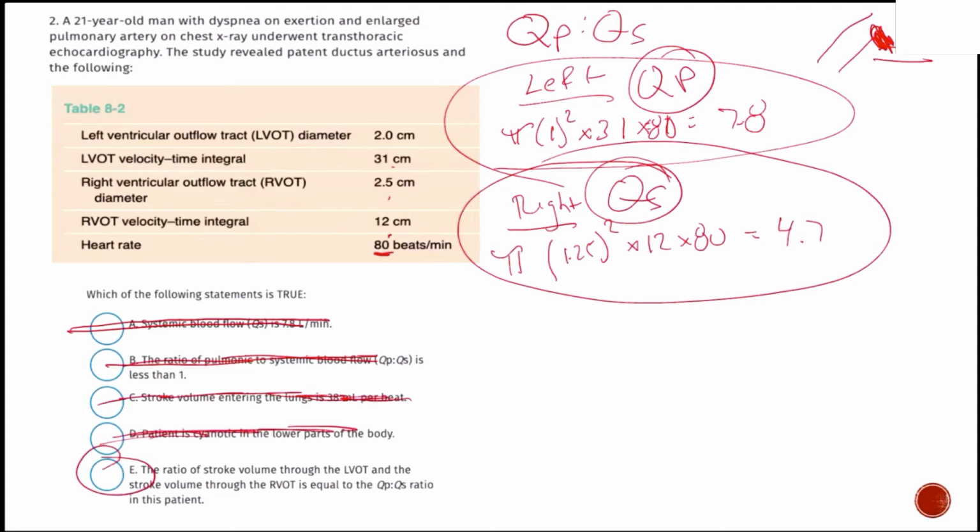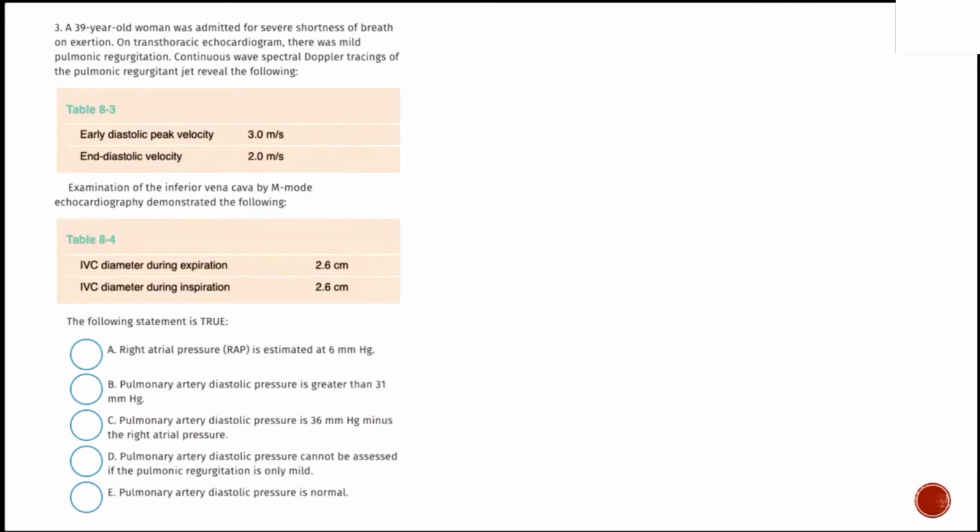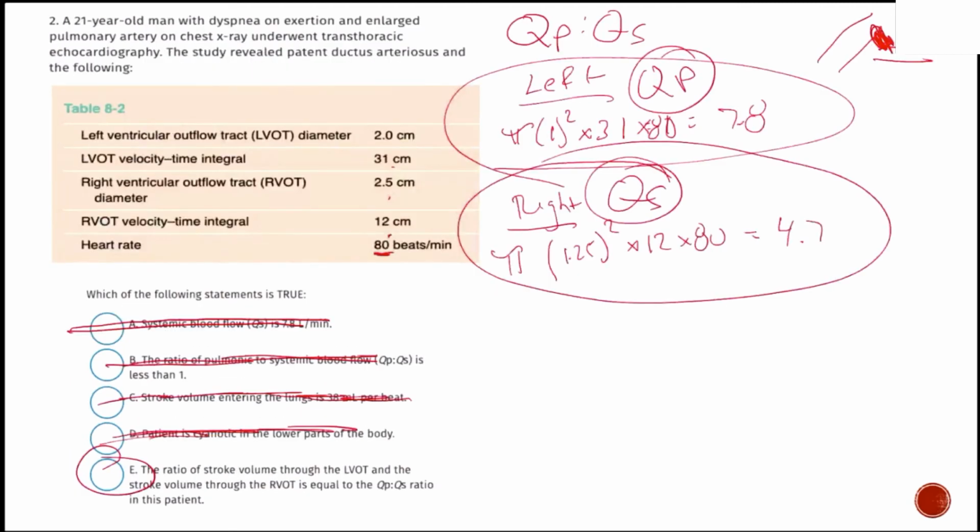And then, here we go. The ratio of the stroke volume through the left ventricular outflow tract and the stroke volume through the right ventricular outflow tract is equal to the QP-QS ratio in this patient, right? That's all we were trying to determine here. Is that statement always true? No, in this patient because of where the shunt is. The shunt is after your measurements of your outflow tracts. PDA, your QP would be your right side and then your QS would be your left side.